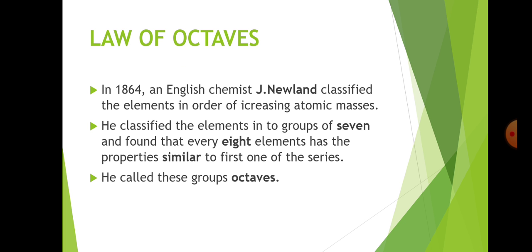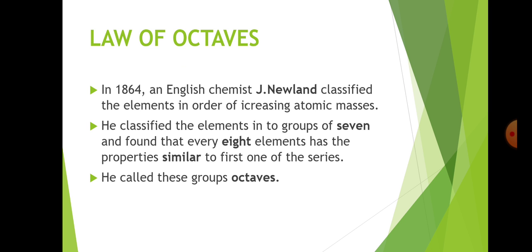Then the law of octaves. Triad means 3 and octave means 8. In 1864, an English chemist, J. Newlands, also classified the elements in order of their increasing atomic masses. He classified the elements into groups of 7 and found that every 8th element has properties similar to the first one of the series.